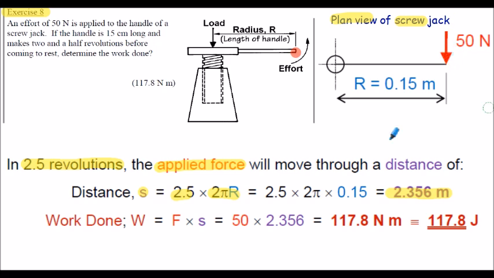And so we can work out the work done, which is the force multiplied by the distance. So 50 multiplied by the 2.356. So 117.8 joules is the work done.